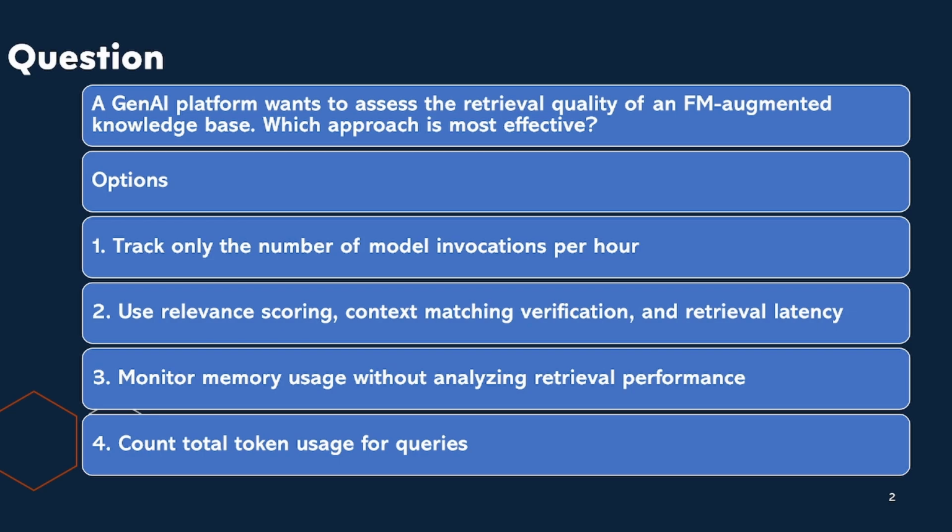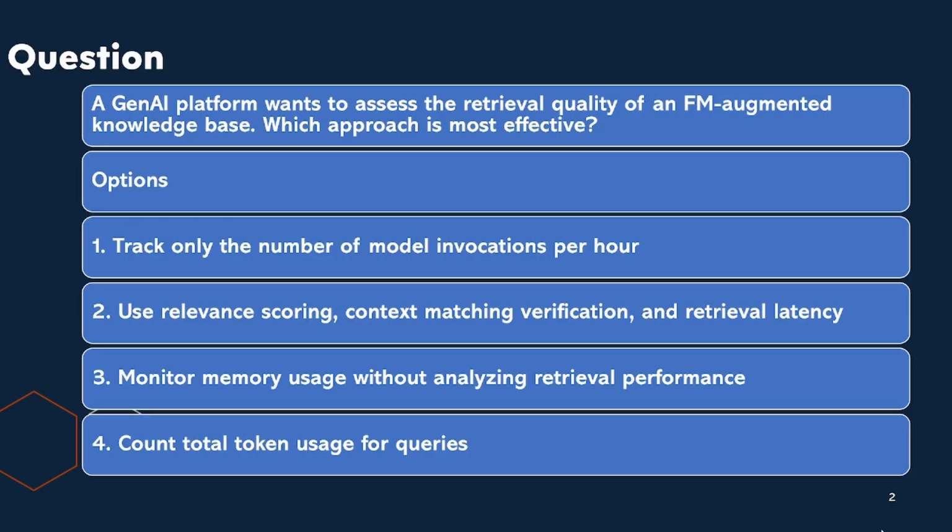Like, oh yeah, we should track how many times the model gets called or how many tokens we're burning. That must be good monitoring. But here's the thing. None of those actually tell you if the stuff you're pulling out of your knowledge base is useful or correct. It's like measuring how many times you open the fridge without ever checking if the milk is spoiled. You can open it 1 million times an hour, still doesn't help if everything inside is garbage.